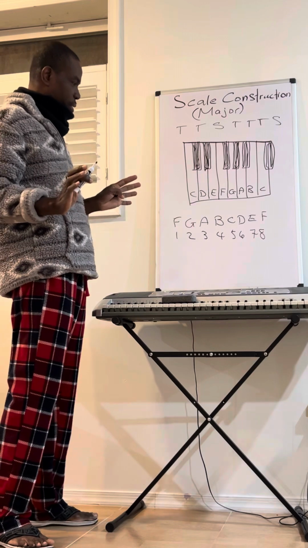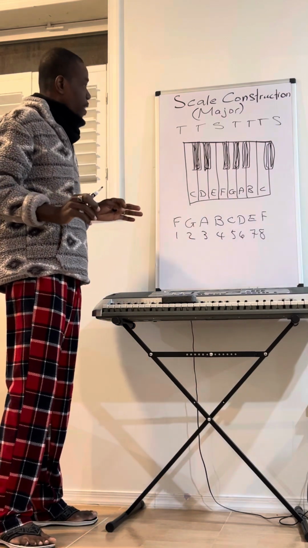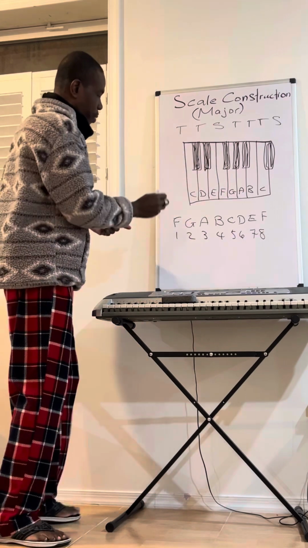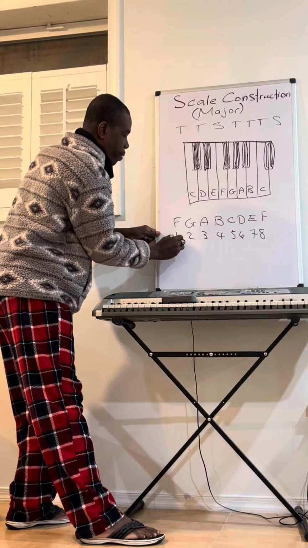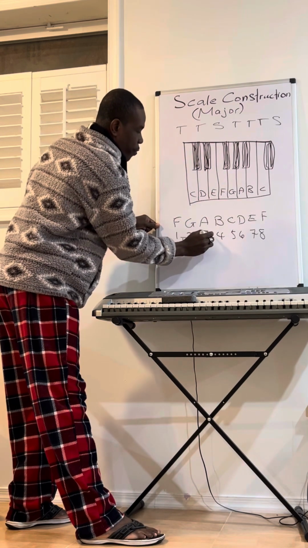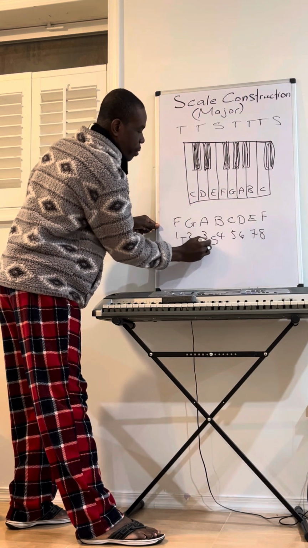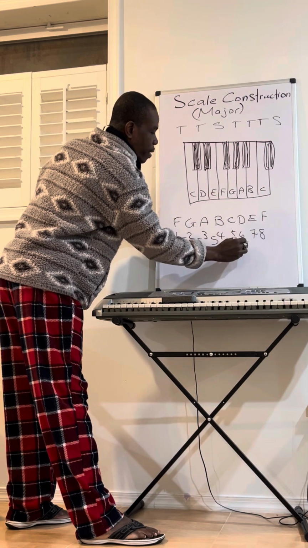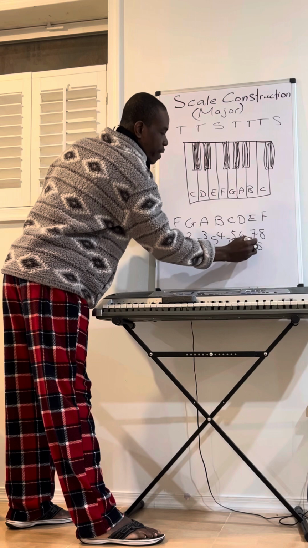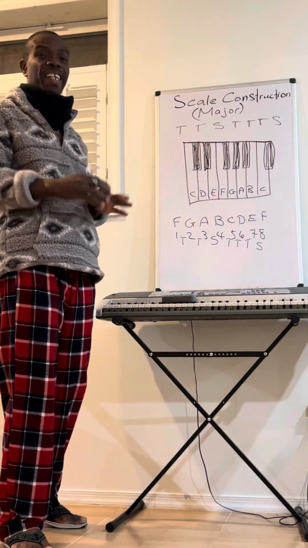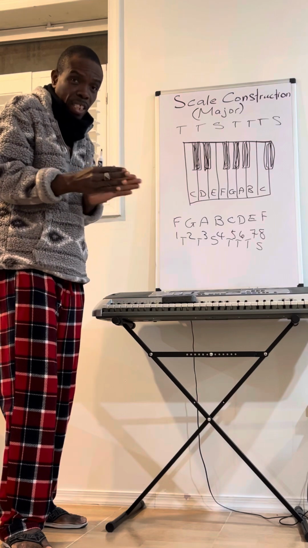Alright? Don't get flustered as yet. So between the first and second notes, there must be a tone. Between second and third, there must be a tone. Third and fourth, there must be a semitone. Fourth and fifth tone, fifth and sixth tone, sixth and seventh tone, seventh and eighth semitone. Remember, tones and semitones are intervals. They are spaces between notes.